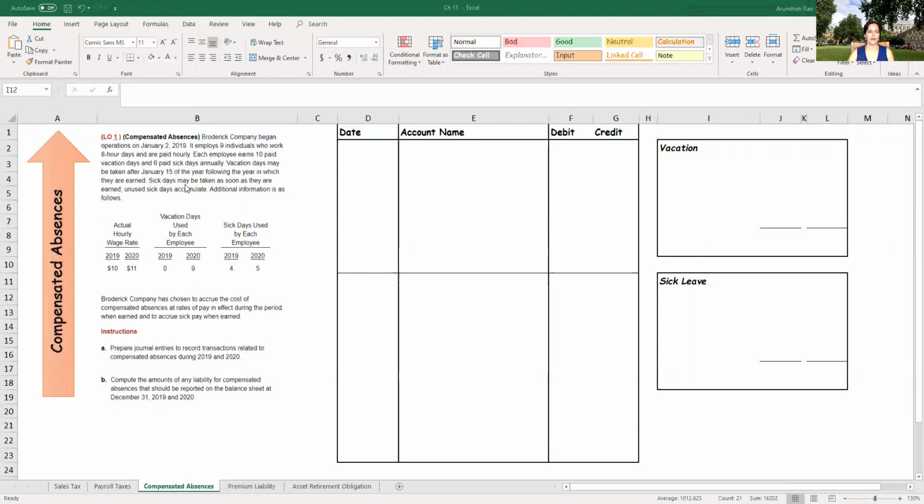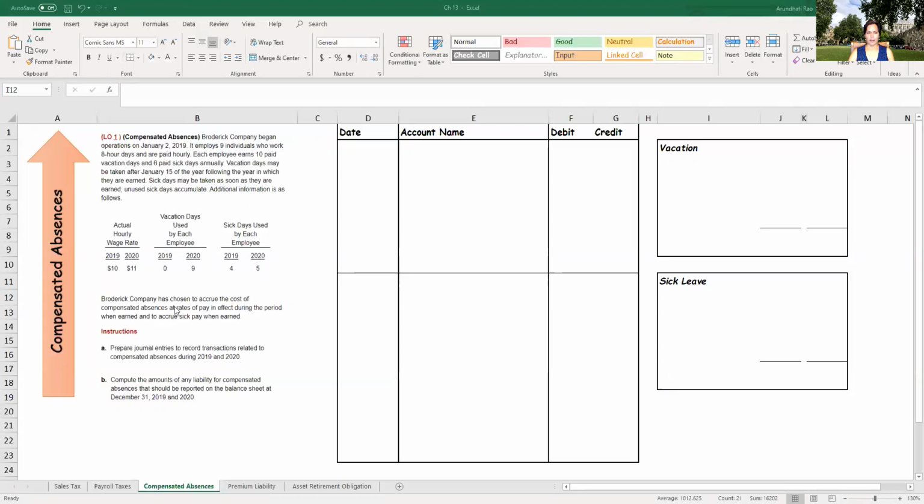6 days of sick days may be taken as soon as they are earned. Unused sick days may accumulate. Additional information is as follows. For the first 2 years, our hourly rate is $10, then it moves to $11. The vacation used in the first year is obviously 0, the second year is 9. And the sick days used in the first year is 4, and the second year is 5. And this is per employee.